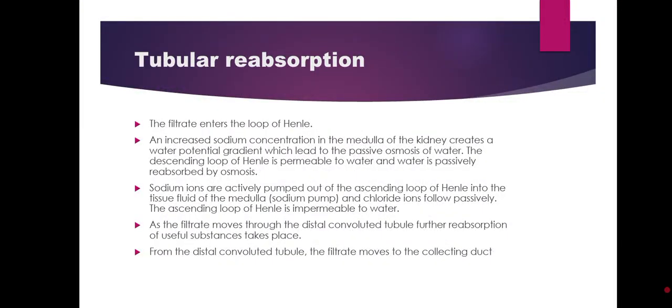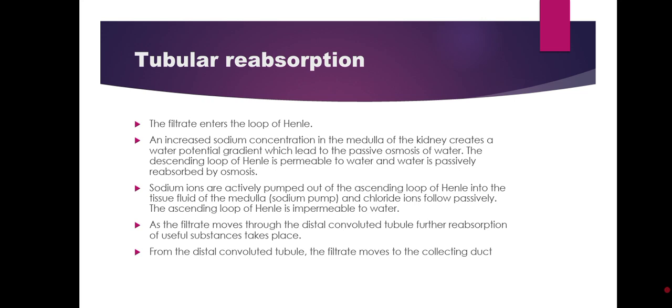Right? So now the filtrate went from the proximal convoluted tubule, I'm sorry. Now the glucose, potassium, bicarbonate, and amino acids were reabsorbed into the bloodstream, right? Now the filtrate moves into the loop of Henle, into the descending limb, right?